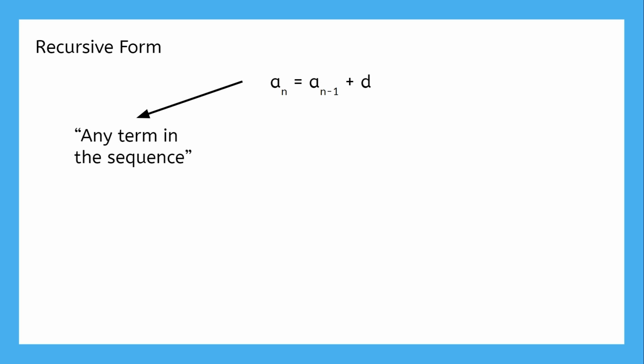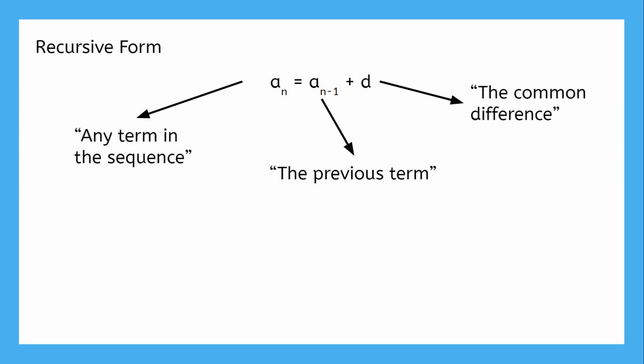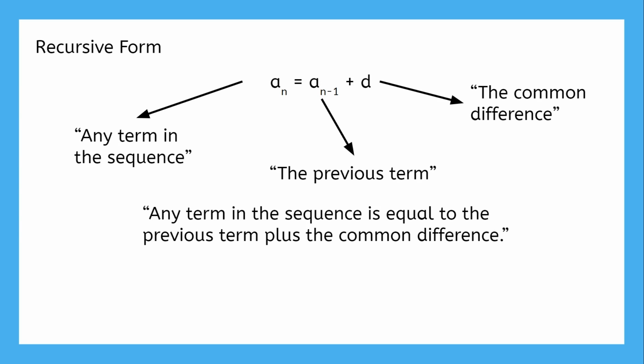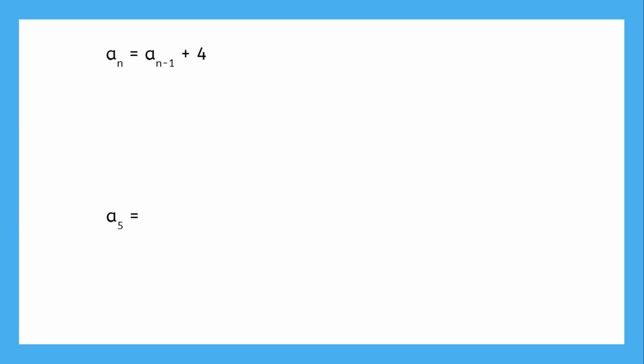First is recursive form. Recursive form looks something like this. Let's read this notation using what we just learned. A sub n means the nth term, or any term. A sub n minus 1 means the previous term. And d is the common difference. So we would read this as any term in the sequence is equal to the previous term plus the common difference. Here's an example of an arithmetic sequence in recursive form.